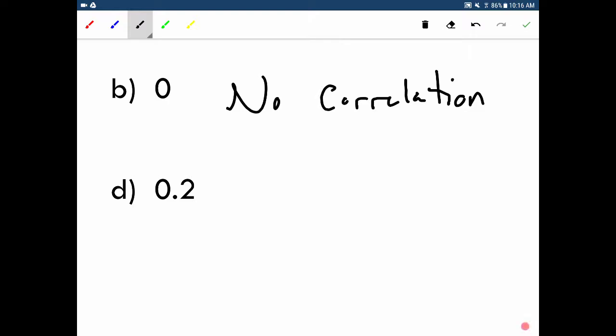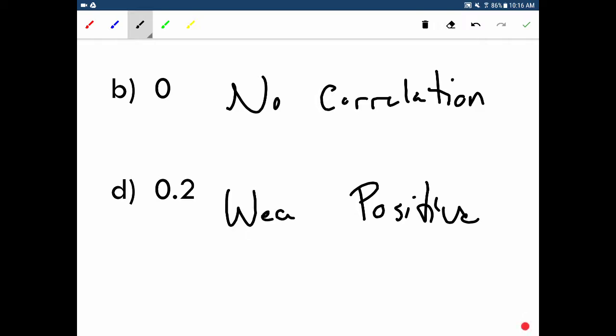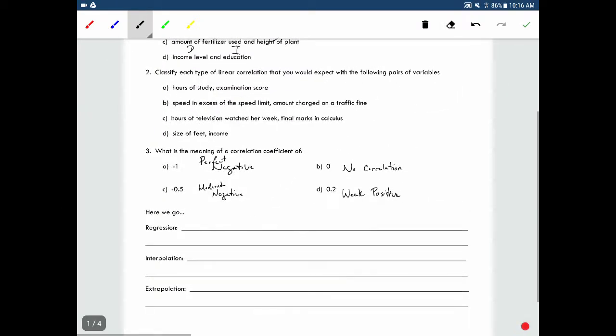0.2 is positive, obviously, because it's a positive number. And it's between 0 and 0.33, so this is pretty weak. So we've got weak positive. All right, so here we go. Let's move on to the new stuff.